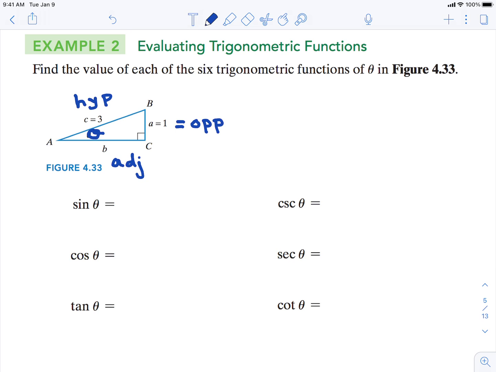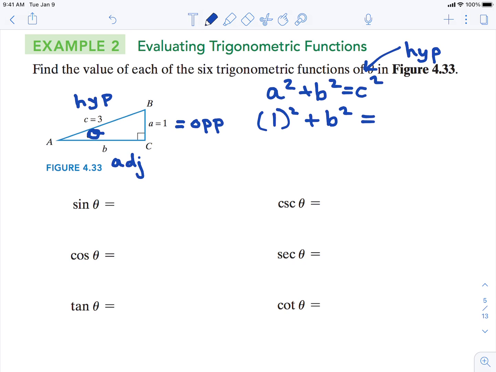So we're going to use the Pythagorean Theorem. A squared plus b squared equals c squared. And remember that c is always your hypotenuse. Let's go ahead and sub in what we know. So we have 1 squared plus b squared, which is unknown, equals c squared, 3 squared. And we're going to solve for b. So we're going to square those numbers. 1 times 1 is 1. 3 times 3 is 9.